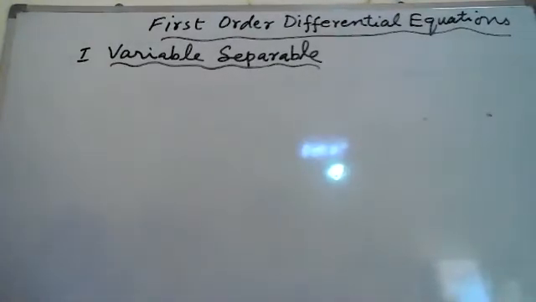So the first type of equations are variable separable. These are the differential equations which can be solved by separating the variables. One side the y variable, the other side the x variable. And then we will integrate it and we will solve it.